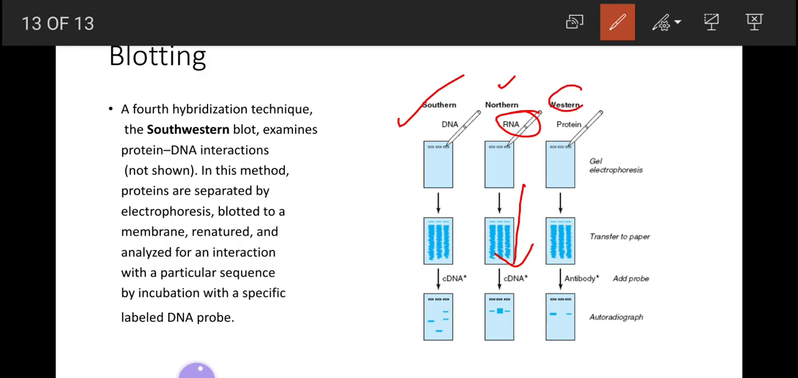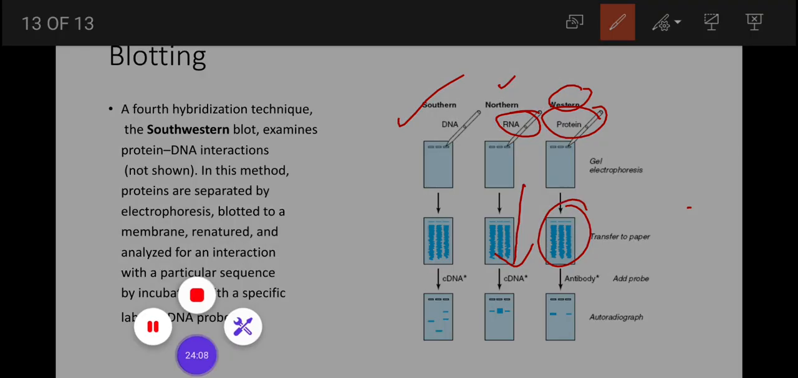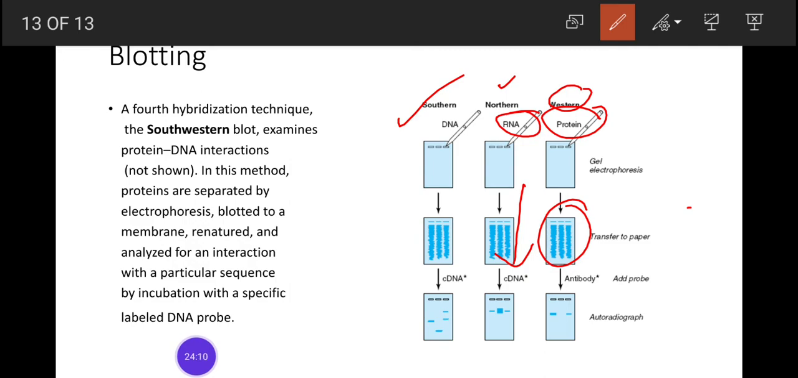And what is Western blotting? In Western blotting, we use protein as our sample. Again, it is electrophoresed, and in Western blotting, we use antibodies as the probes.